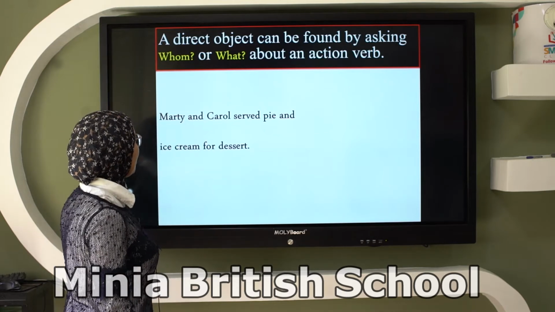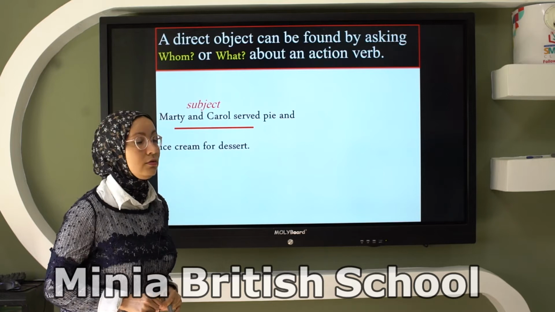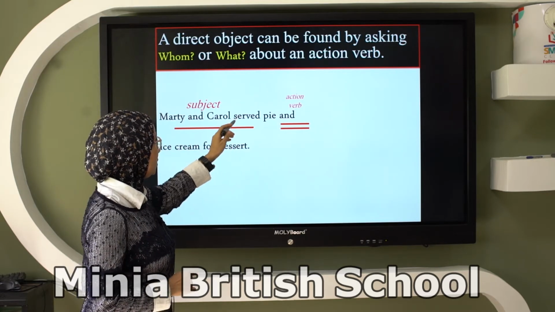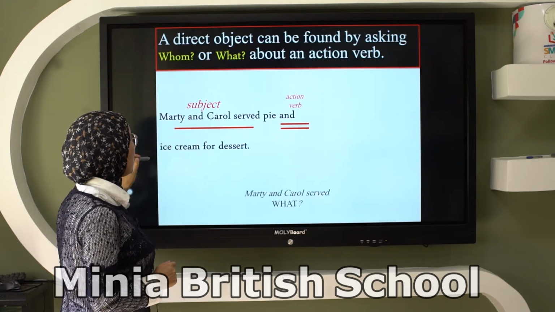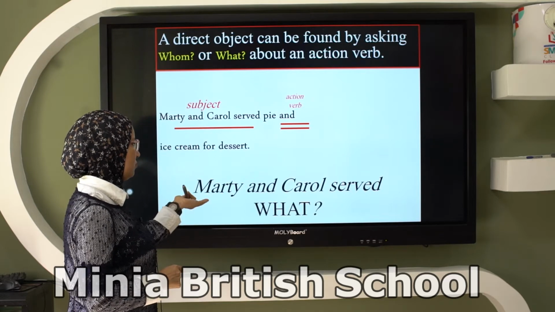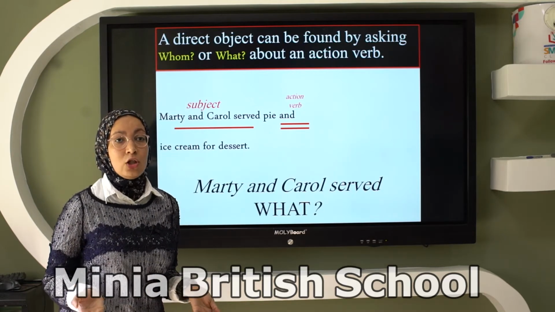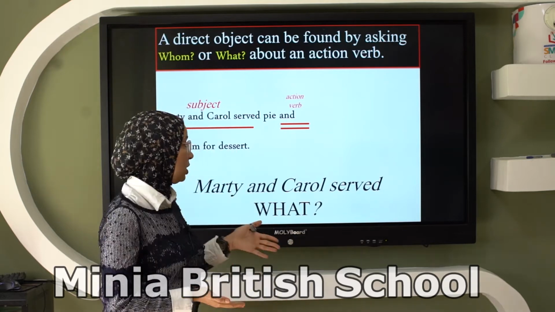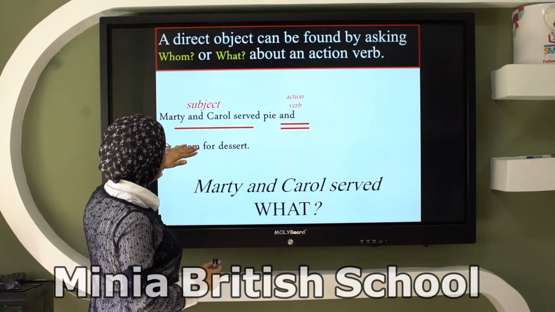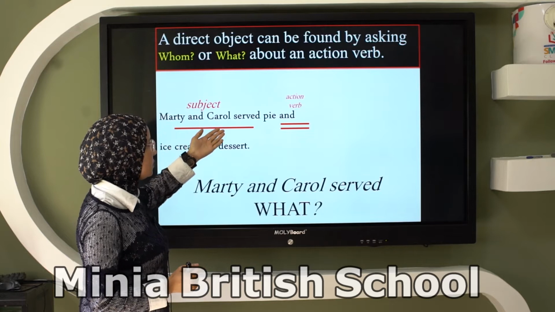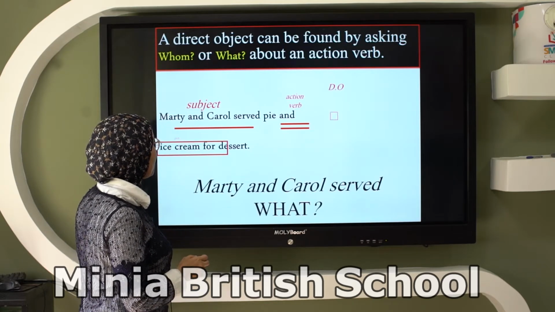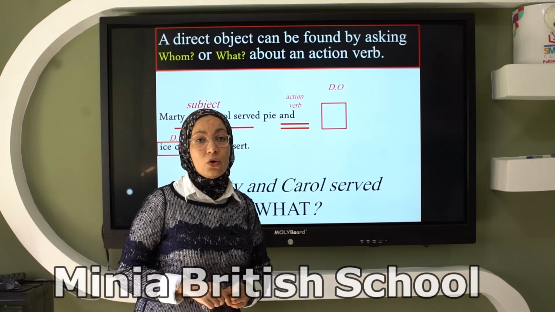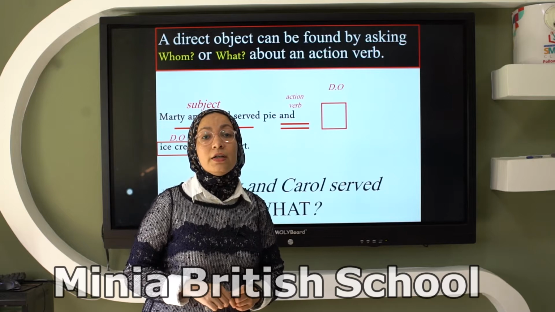So where is the subject here? Yes, the subject is Marty and Carol. Very good. And the action verb, served. Of course, it should be here under served, but this is because we have more than one subject. And the direct object here? Marty and Carol served what? Always put some questions in your mind to identify the direct object of the sentence. So here, if we hide this part, Marty and Carol served what? Served ice cream and pie, which is the direct object of the sentence. And the O here refers to the direct object.